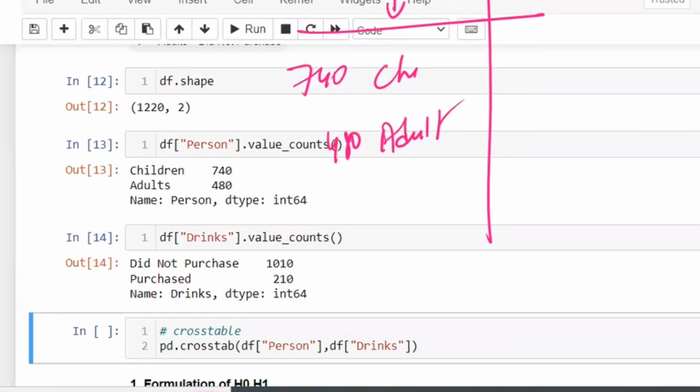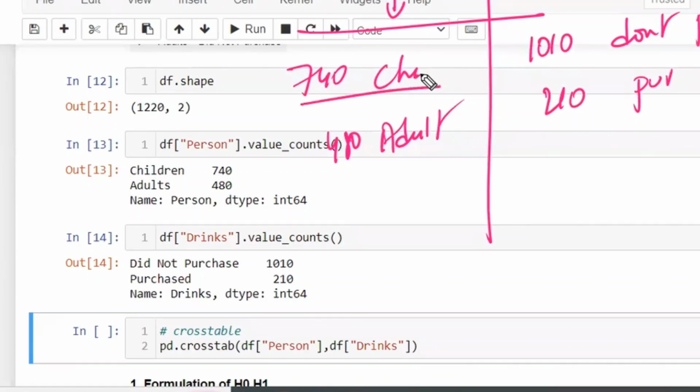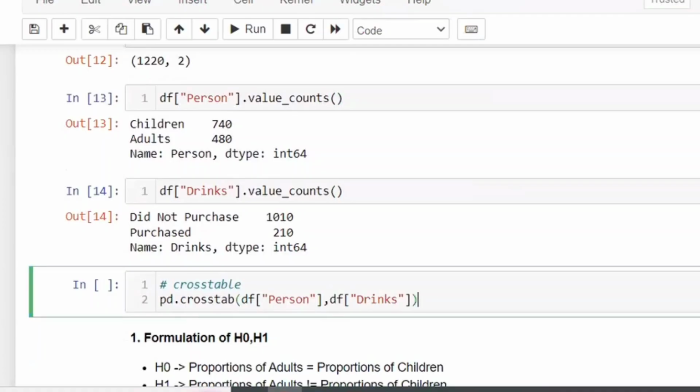Again, in the second column, out of 1220, 1010 have not purchased and 210 have purchased. But within the 740 children, how many people purchased and how many did not? Within the 480 adults, how many purchased, how many did not? I want that. Then what I have to do? I have to apply the cross tab. For 2 discrete variables, we apply the cross tab.